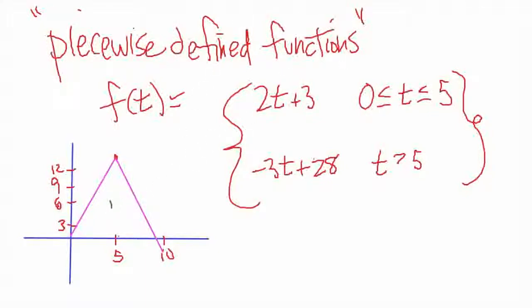For the first piece, the answer is still the slope, so this would be 2, and for the other one it would be the slope, so that would be minus 3. Okay, piecewise defined functions.